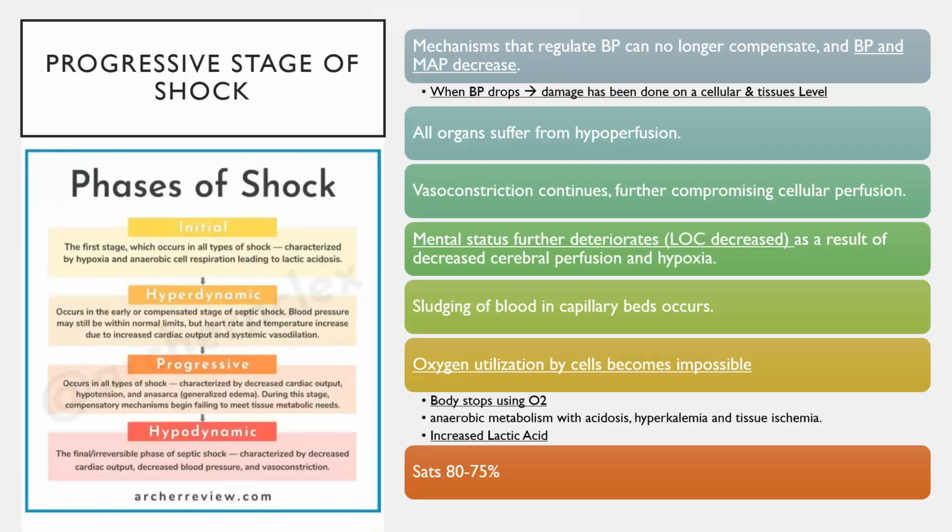Now, the third stage, progressive stage of shock. Mechanisms that regulate blood pressure can no longer compensate. So your BP and your MAP decrease. When your blood pressure drops, damage has been done on a cellular level. So the tissues, your body's just pretty much giving up at this point. It is tired. It has nothing more to give.